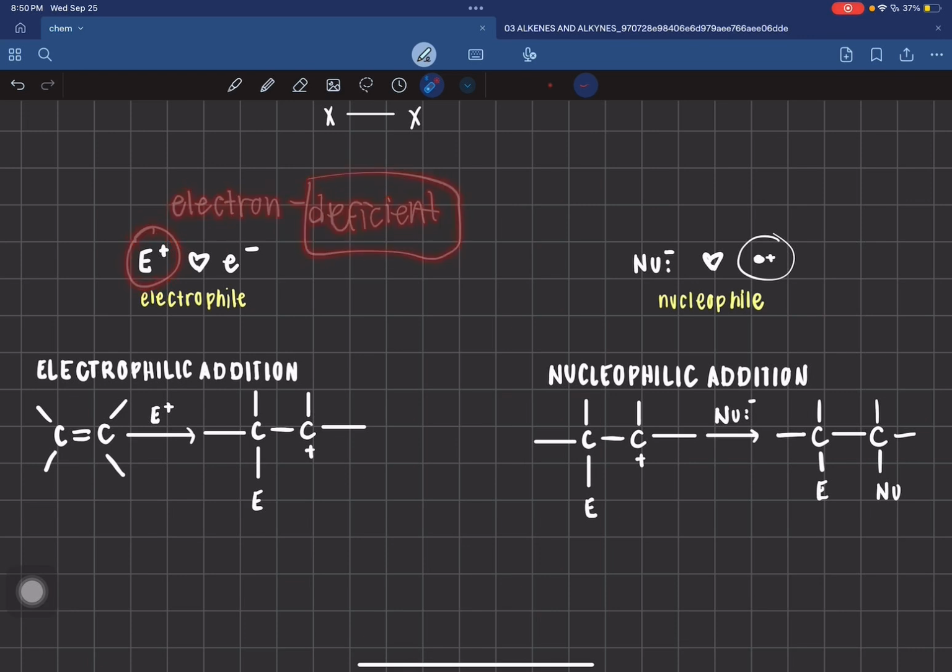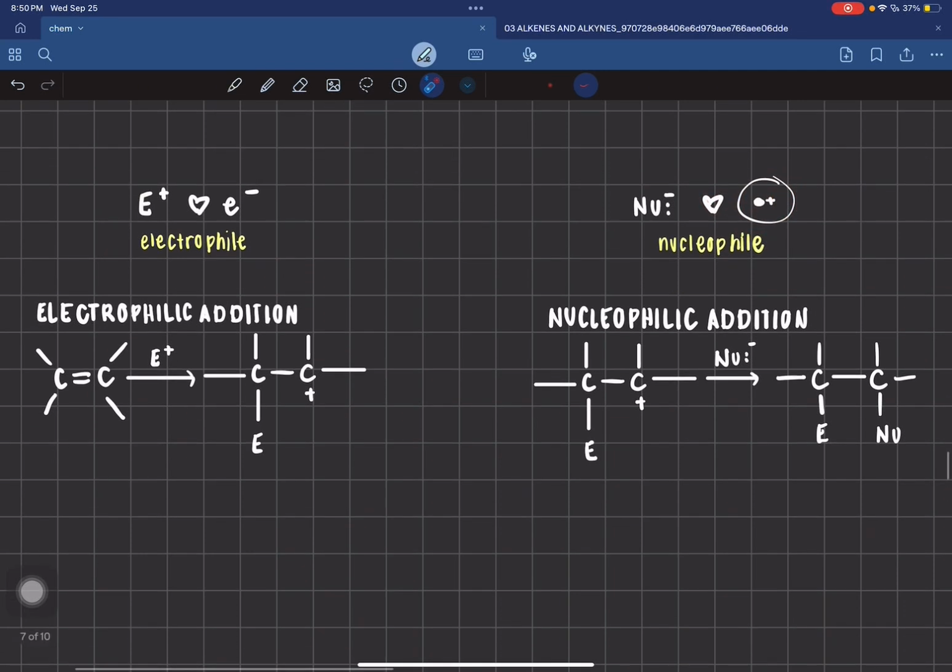Kulang sila sa electrons. So naghahanap sila ng electrons. They are desperate for electrons. They love them. So they are called electrophiles, lover of electrons. And then nucleophiles naman are electron rich, or in other terms, electron donating. Okay, so these ones, nucleophiles, love a partially positive nucleus. So, ayun, yun yung basic definitions nila.